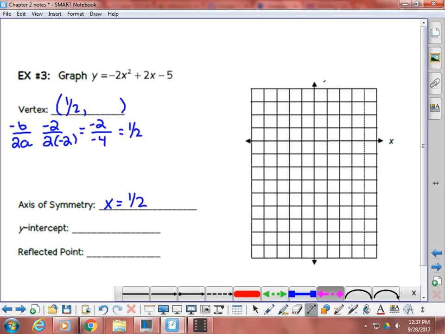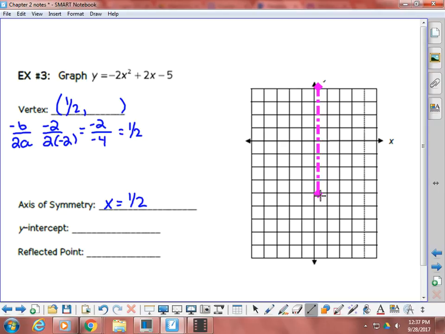So at 1/2, I can go ahead and put my dotted line, which is almost at a half. Not quite. It could stand to move over just a little bit. So that is halfway between 0 and 1. Okay? So now I need to plug 1/2 back in.